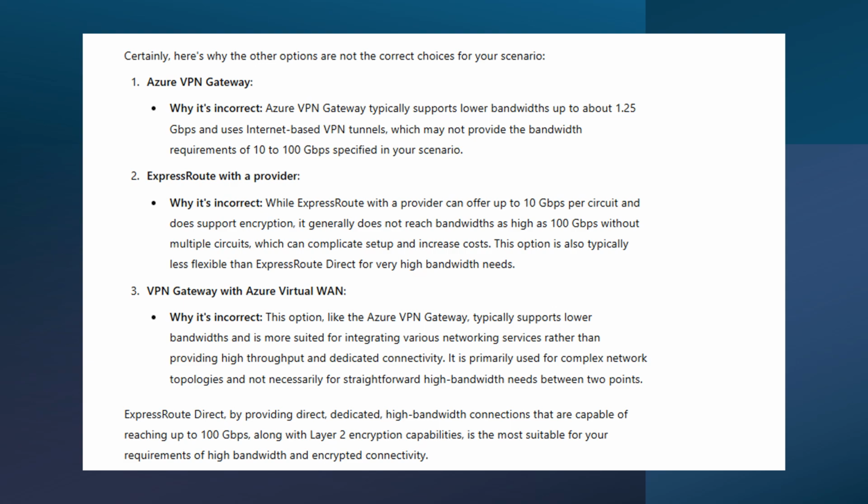And VPN Gateway with Azure Virtual WAN is incorrect because this option, like the Azure VPN Gateway, typically supports lower bandwidth and is more suited for integrating various networking services rather than providing high throughput and dedicated connectivity. It is primarily used for complex network topologies and not necessarily for straightforward high bandwidth needs between two points.